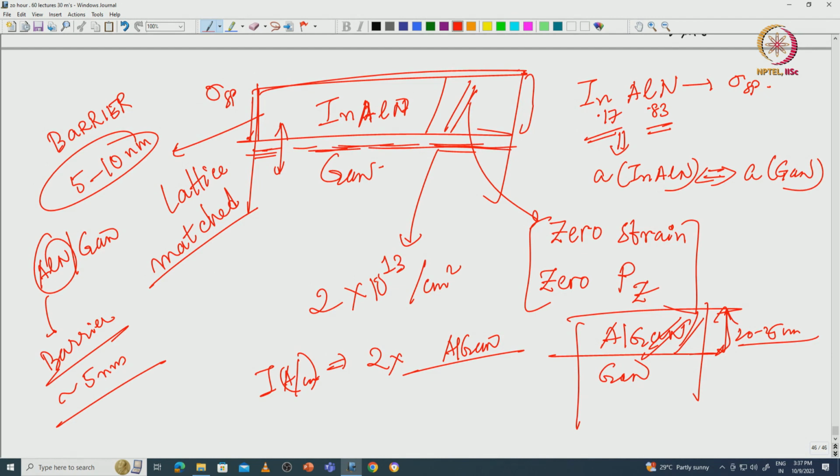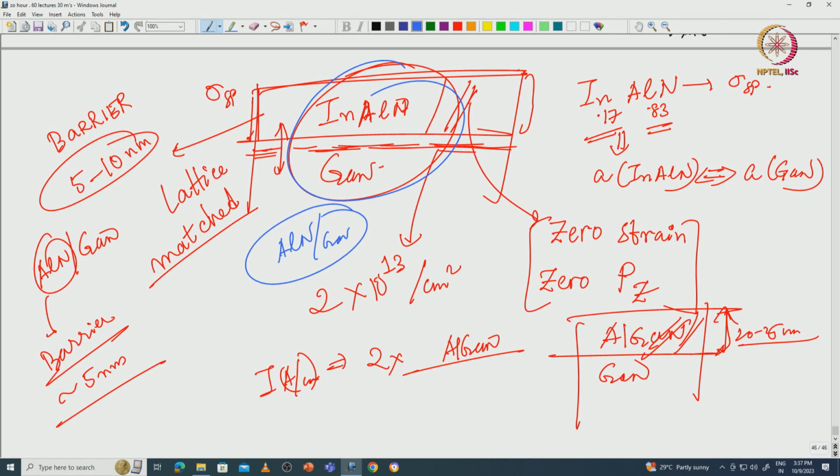You need a very thin barrier layer. That is why indium aluminum nitride and AlN GaN, both of these, are more promising for much higher frequencies. When I say much higher frequencies, I am talking about millimeter wave. Millimeter wave, as I told you, is 30 to 300 gigahertz.